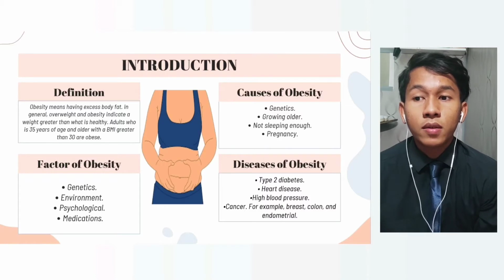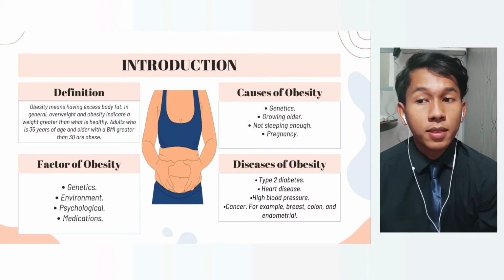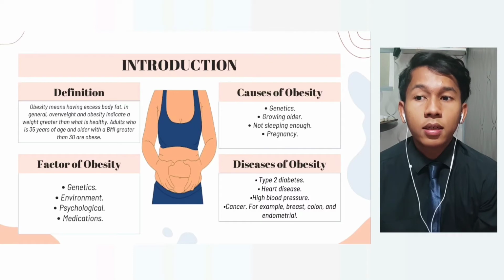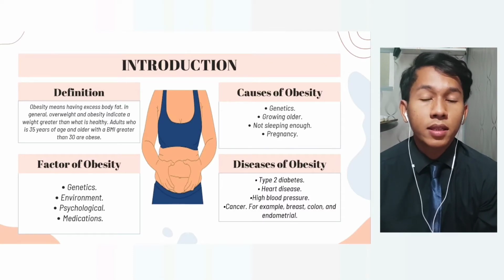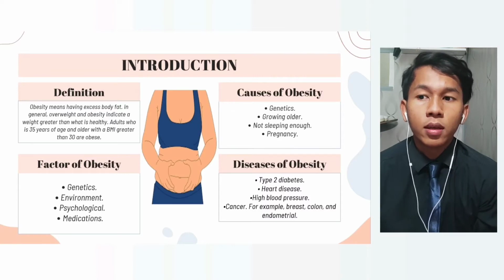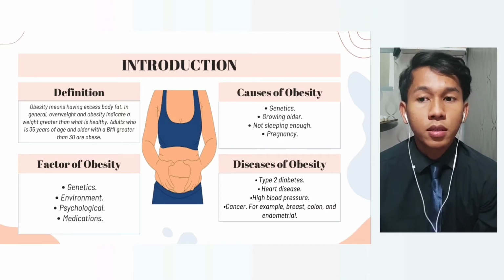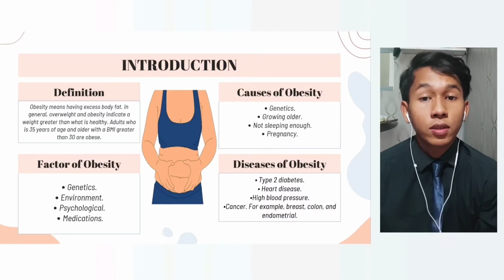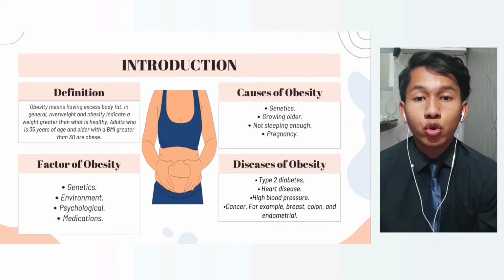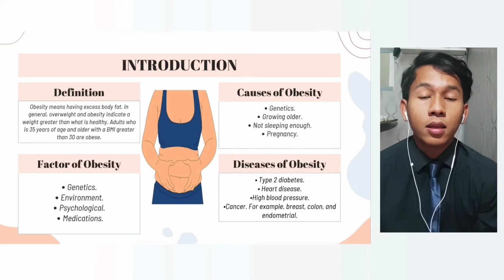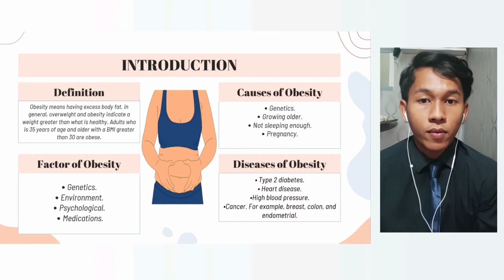The second one is factors that lead to obesity. First is genetic: a person who has genes that make it difficult for them to lose weight. Second is environment. For those who live in a neighborhood with limited healthy food options or with many high calorie food options like fast food restaurants, it is hard to have a healthy diet plan in that kind of environment.